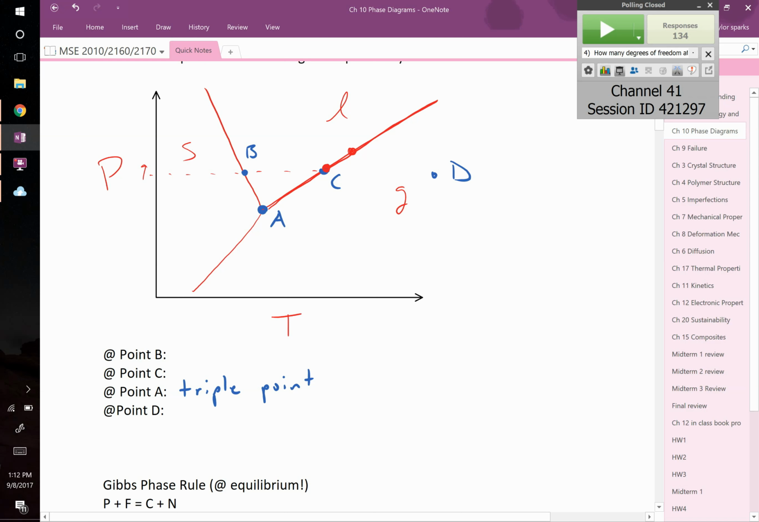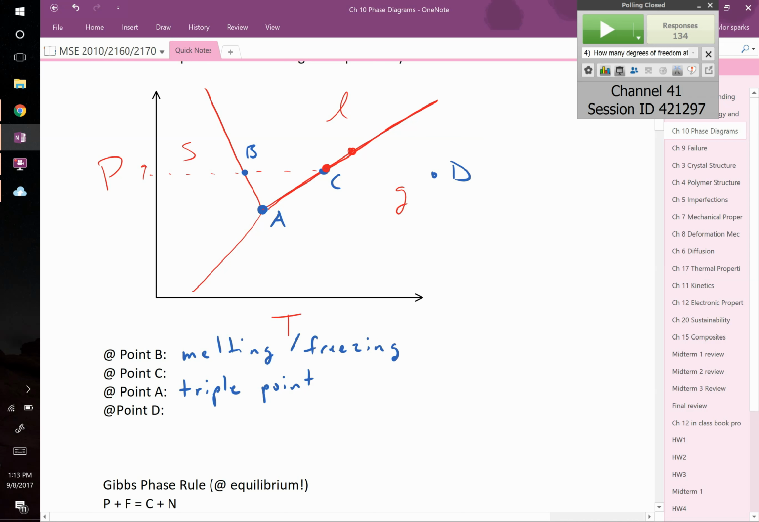What this means is there is a single temperature and pressure for this system where gas, liquid, and solid all coexist in equilibrium. All these things will coexist. Now, what's happening at B? What does B correspond to? Solid and liquid. What do we call that in chemistry and science? The transition between solid and liquid, we either call it melting or freezing. That's the melting point, or the freezing point if you're cooling down.